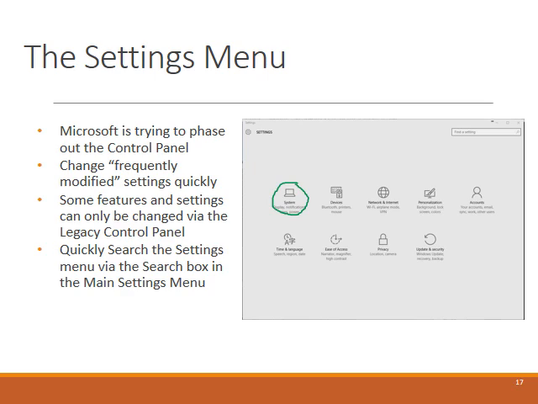One of the great things about the settings menu is that it's easily searchable. You can use this find a setting search box to search for any specific setting. So if you were trying to look for screen resolution, you could just type that in the search box and it would take you right to the settings menu options, so you don't have to go digging through a bunch of menus to get to the setting that you need.